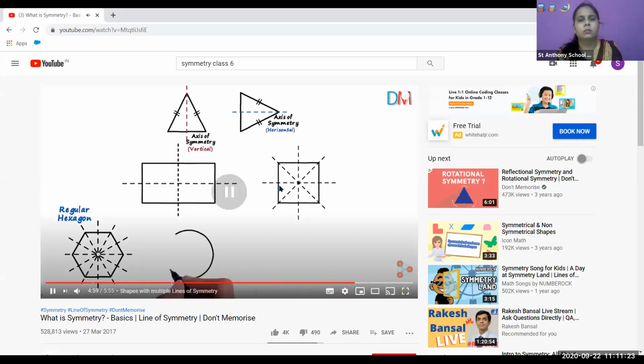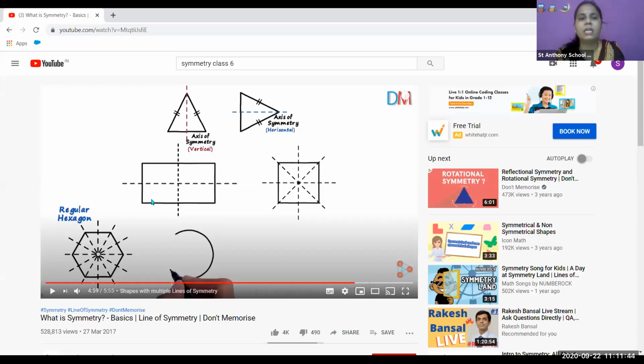And a circle. Wait a minute, students. Now, this is an isosceles triangle. We can draw only one axis of symmetry from this side. So this has only one axis of symmetry. We can also draw one horizontal line and fold it along this side. So it also has only one axis of symmetry.